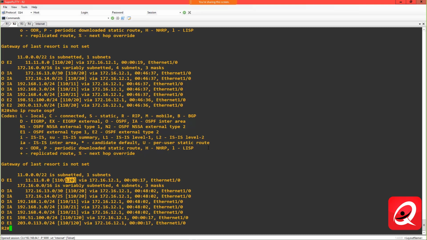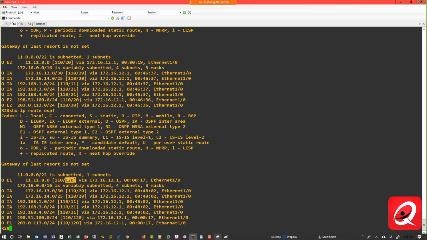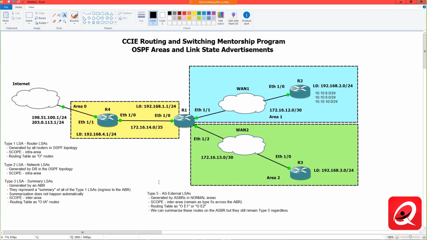All right, so let me see if there's any notes I want to add for my type 5s. I will add one more thing. Actually, I'm going to add one more thing to this one here.